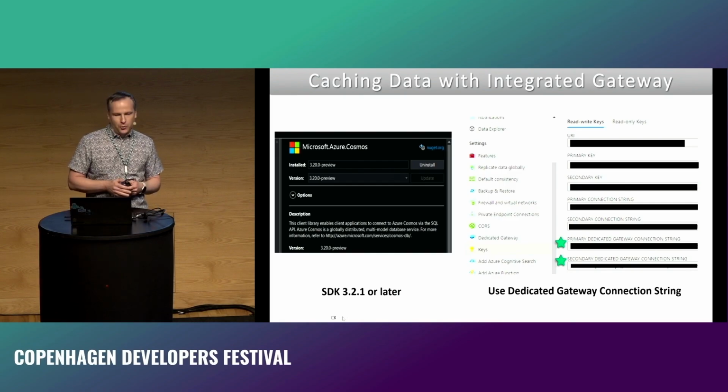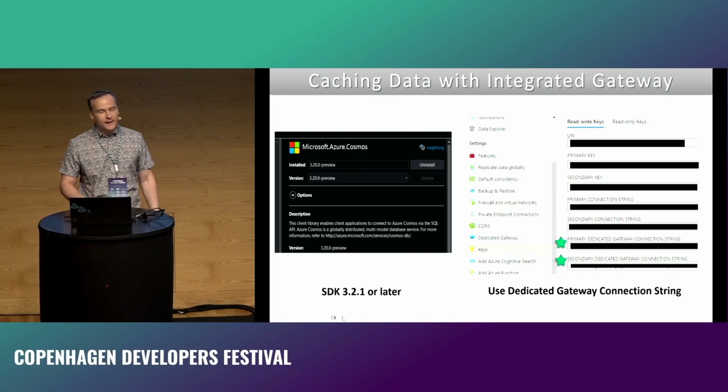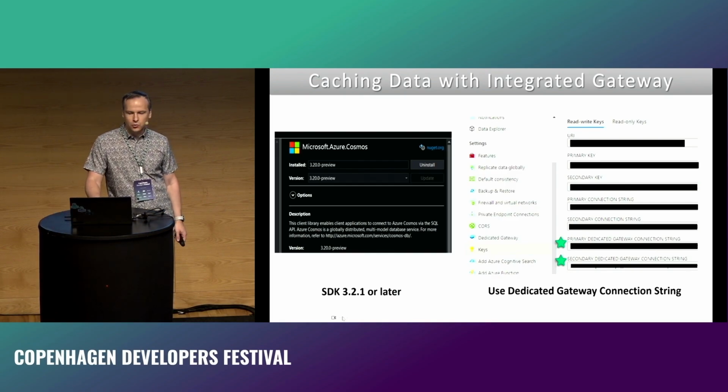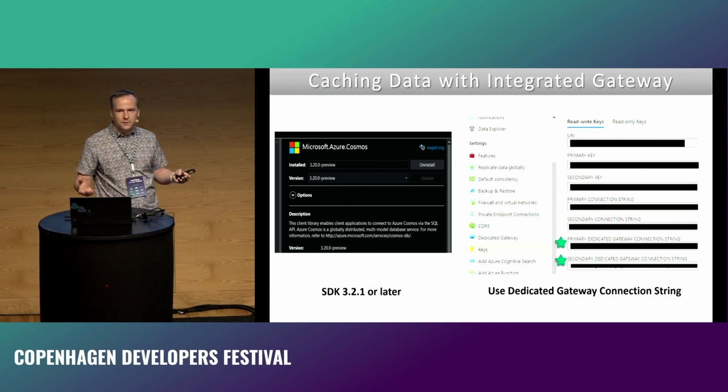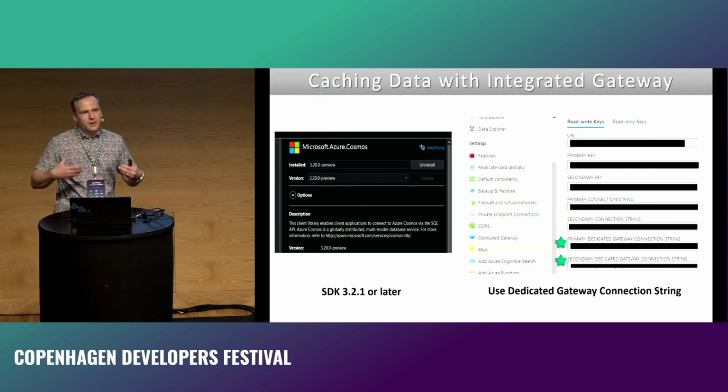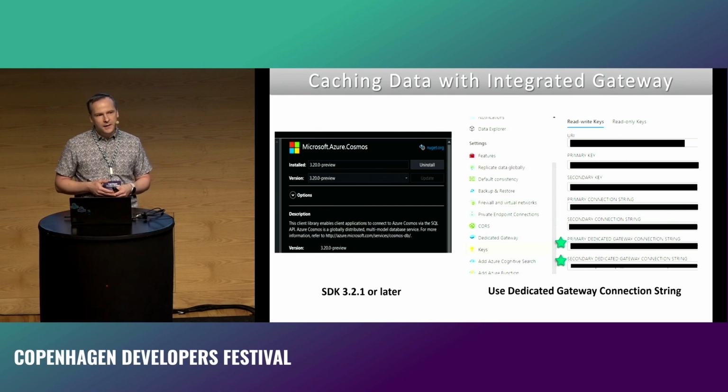So how do we make this work? First of all, you need the SDK 3.2.1 or later. Then, as I said before, we have the dedicated gateway right here. First, you have to go here and pick your server size. As soon as it becomes available, it will be under the keys. You just take your connection string from there and put it in your web config or wherever you are keeping your keys, and you are ready to go.